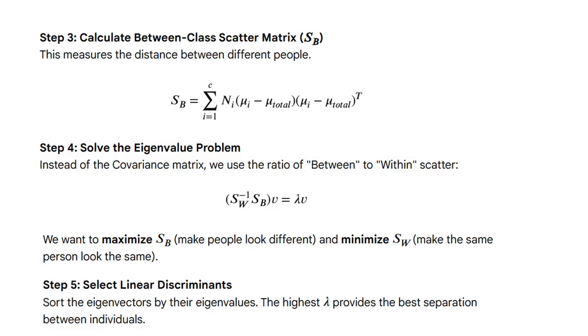The next step is solving the eigenvalue problem. The between-class scatter matrix and within-class scatter matrix are multiplied along with our eigenvector, and finally we get lambda, your eigenvalues and eigenvectors. Then we select the linear discriminants by sorting the eigenvectors by their eigenvalues. The highest lambda provides the best separation between the individuals.